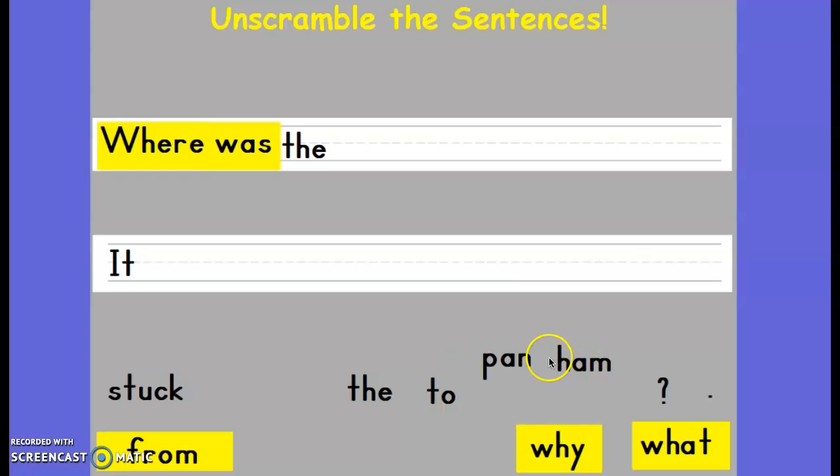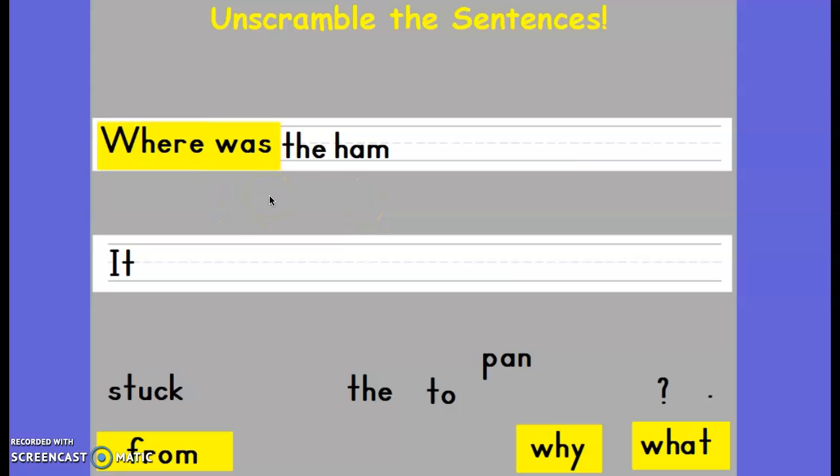So, knowing our story, right? This is coming from the Cat Bandit. What do you think would come next? You said ham. You are correct. Now, boys and girls, are we done with this sentence? Where was the ham?